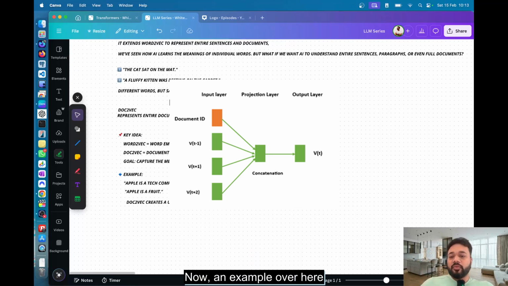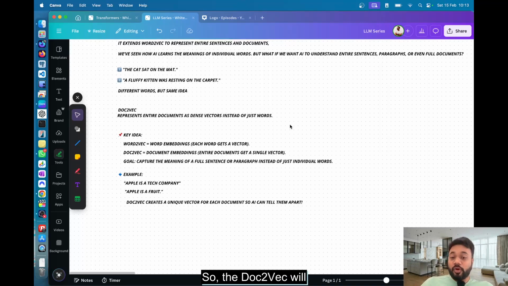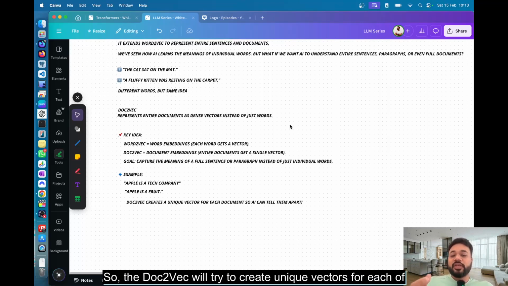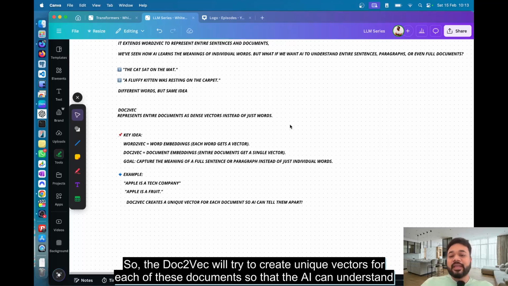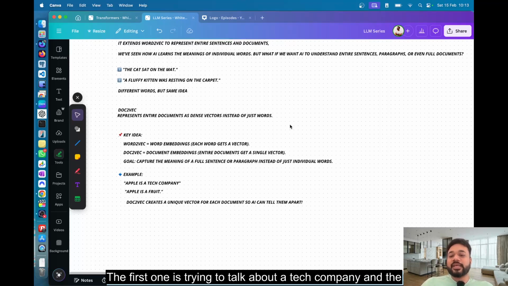Now, an example here would be: an apple is a tech company, and an apple is a fruit. Doc2Vec will try to create unique vectors for each of these documents so that the AI can understand that both of them are apart, right? The first one is talking about a tech company, and the second sentence is talking about a fruit.